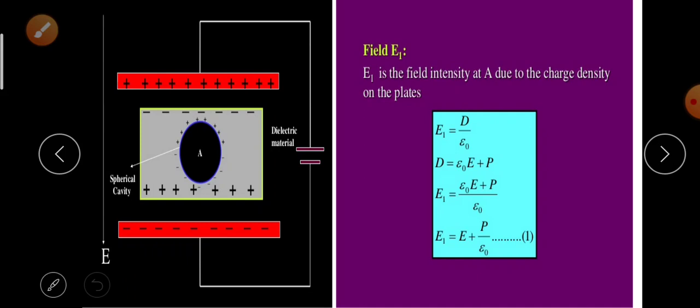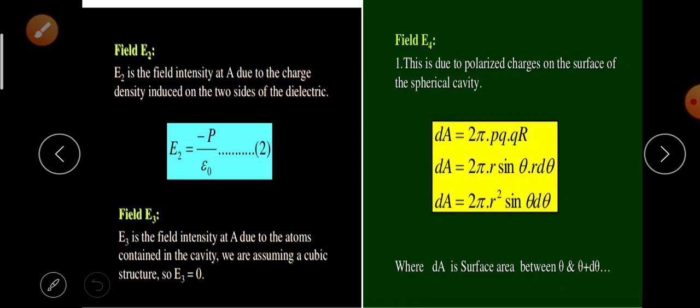In this dielectric material with a spherical cavity, one side has positive charge and the other has negative charge. Now the field E1 is the field intensity at A due to the charge density of the plates. E1 is equal to D by epsilon naught. Therefore, D is equal to E epsilon naught plus P. E1 is equal to (epsilon naught E plus P) by epsilon naught. Here epsilon naught and epsilon naught cancel. Then E plus P by epsilon naught is equal to E1. This is equation 1.